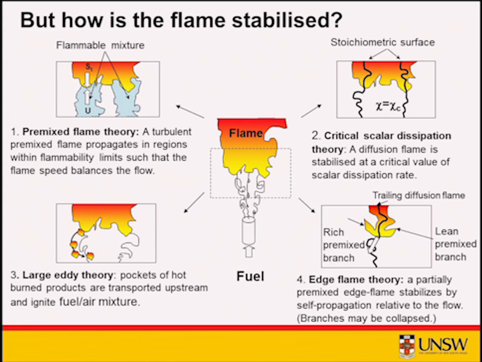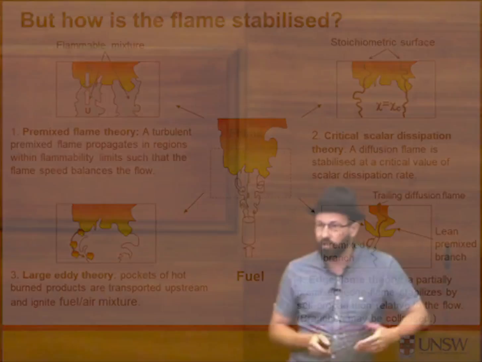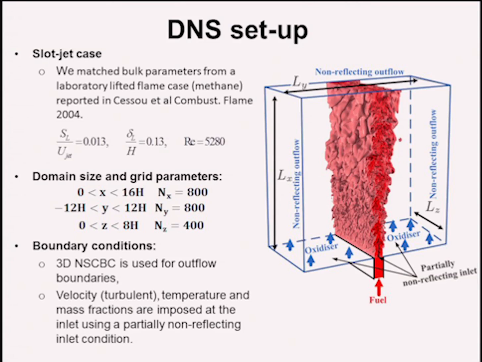Large eddy theory is a theory in which you get the detachment of hot products from the main flame, and then, for example, folding those onto the upstream region which isn't yet burning, and that turbulent transport mechanism causes the stabilisation. Probably the most accepted theory is the edge flame theory, where you have a partially premixed flame, which, for example, was studied by Professor Suk Ho Chung. That may have a tribrachial structure, or if the mixing gradients are too high, those branches may be collapsed into a single branch. So to study those stabilisation theories, we've done some DNS.